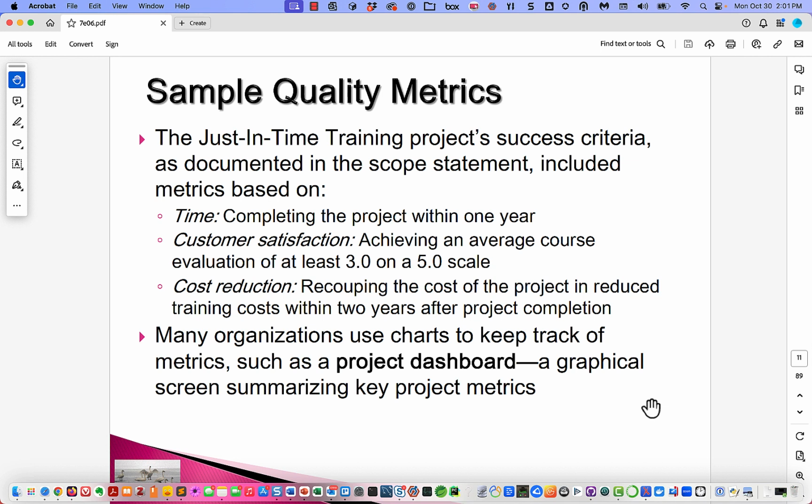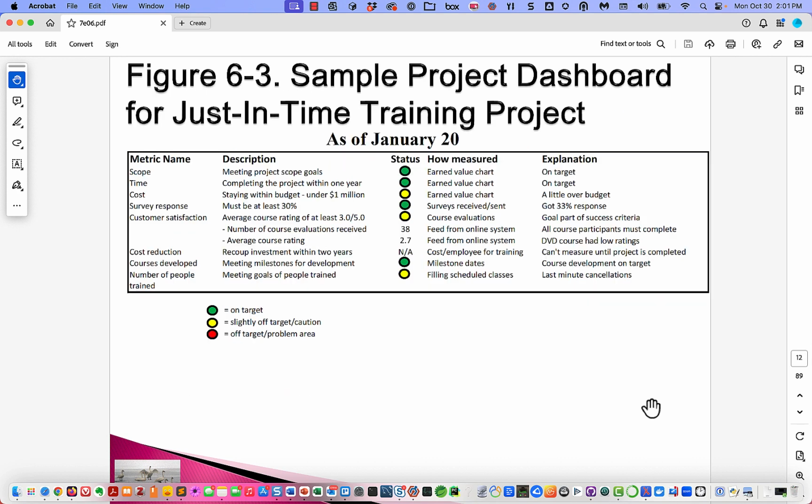Many organizations use charts to keep track of their metrics, such as a project dashboard, a graphical screen-like presentation summarizing key metrics for the project. And here we're showing some dashboards. So here's a dashboard created for the Just-in-Time Training Project. It's as of a certain day.